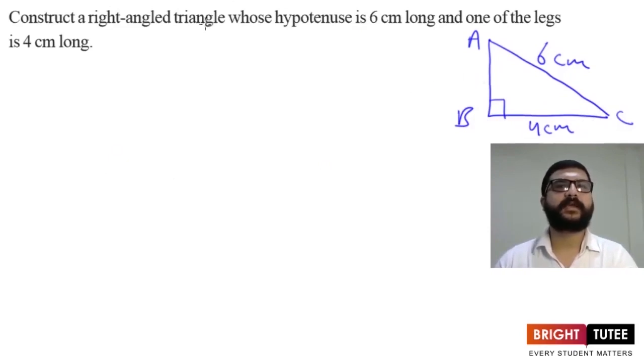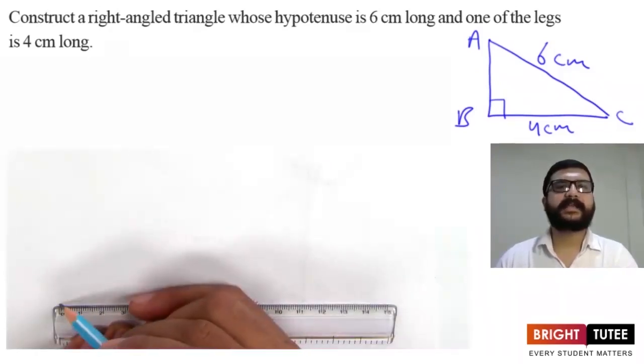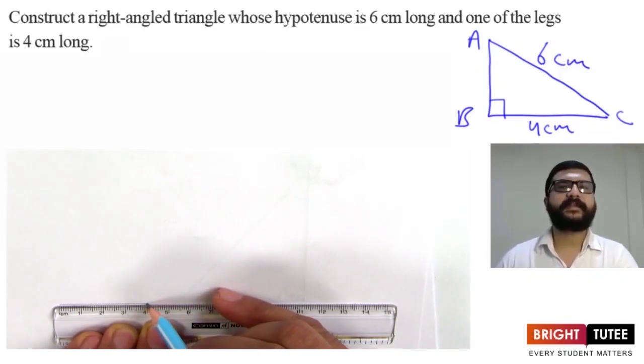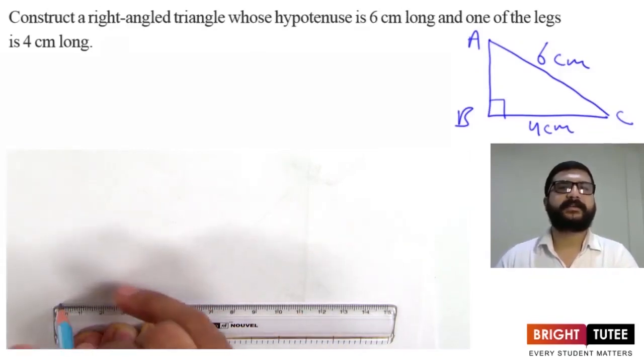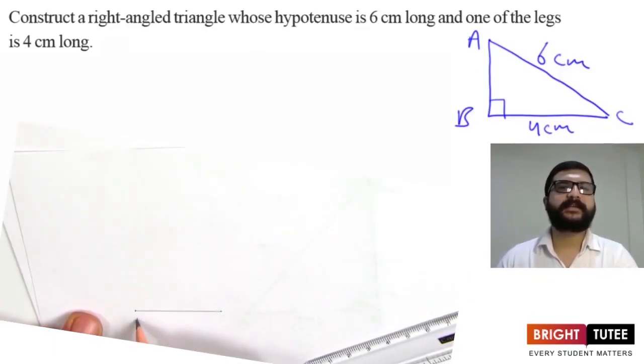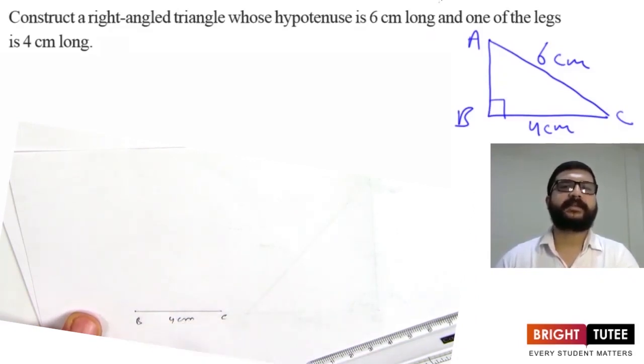Now we have to draw an actual triangle. Now how can we construct this triangle? The first thing we need is a line segment BC of length 4 centimeters. In the steps of construction we will write draw a line segment BC of length 4 centimeters.